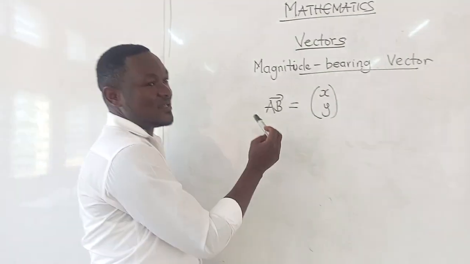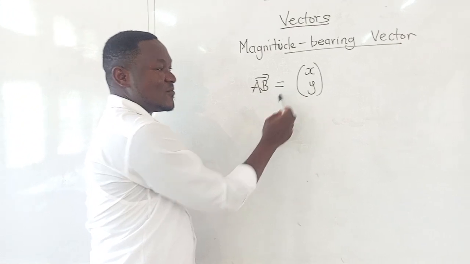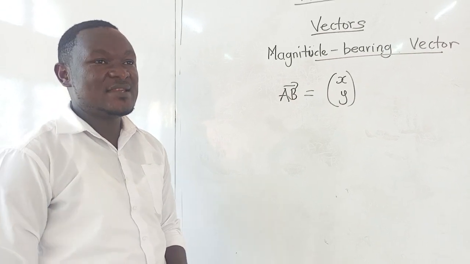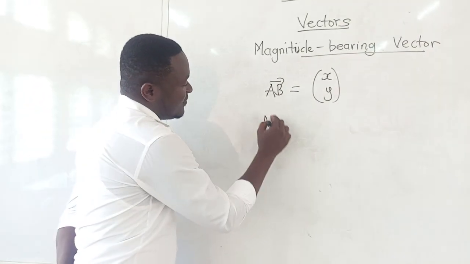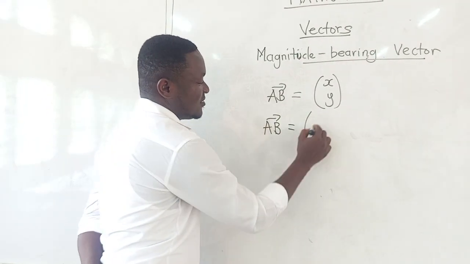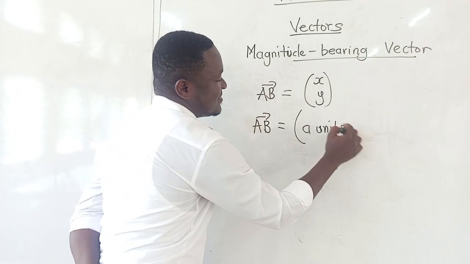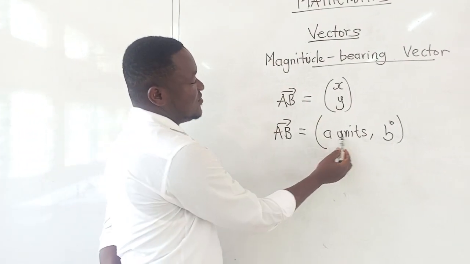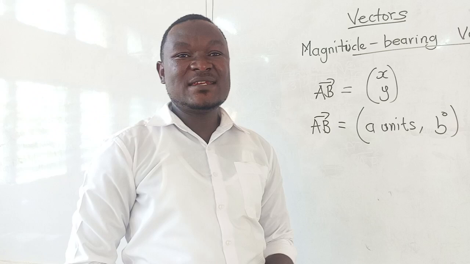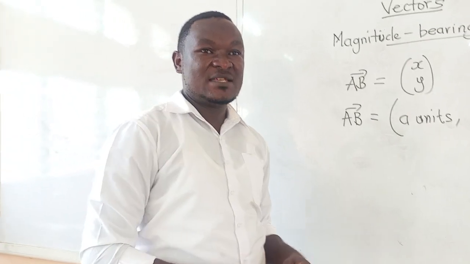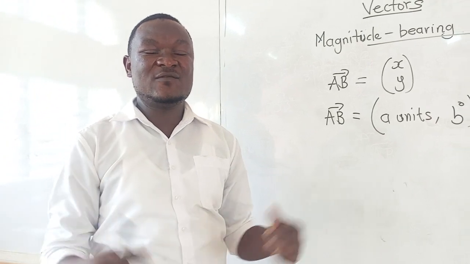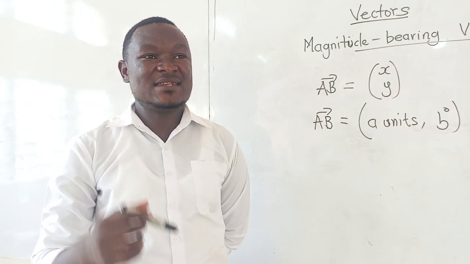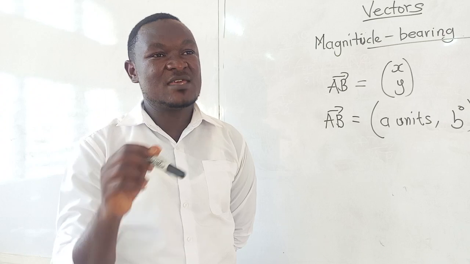To change a vector from this component form to magnitude-bearing form, the vector will be written in the form vector AB is equal to A units, comma, B degrees, where A units represents the magnitude of the vector AB, the distance or the length of the vector AB, and B degrees represents the direction of the vector AB from the North Pole.